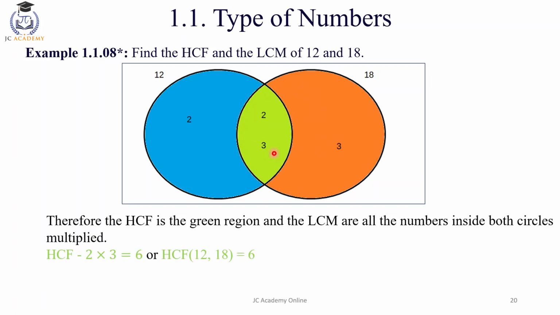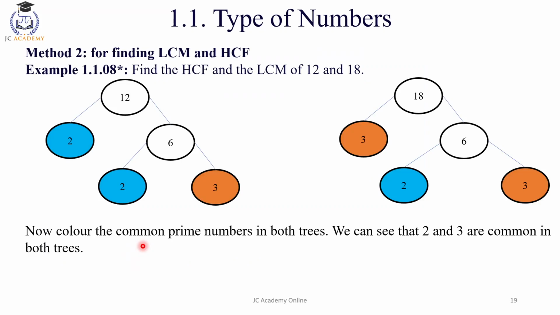So the overlapping part is where the numbers appear in both of the trees. Okay? So if we go back here, we see that for 12, we have 2, 2, 3, and for 18, we have 3, 3, 2.